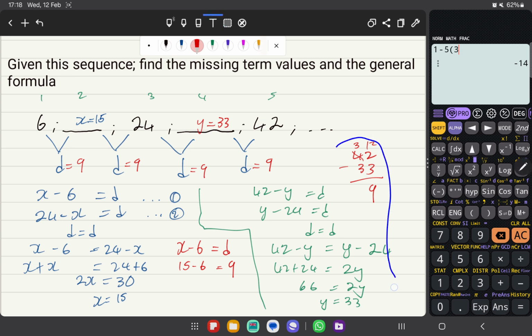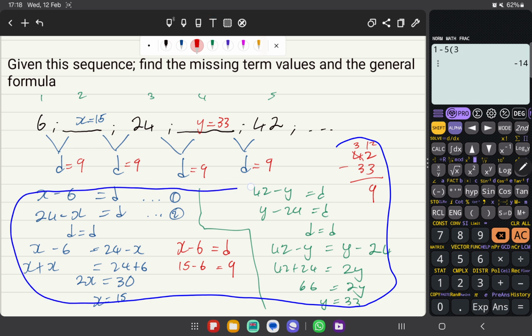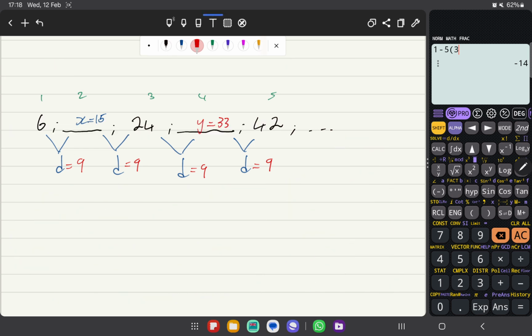Now let me find the general term, which of course will not be a tough thing. So I have Tn equals 9n plus c. Let me just use 6 now. I'm gonna use term number 1. I'll say 9 into 1, plus c, equals 6. Then I have 6 minus 9, so c will be minus 3. Therefore Tn equals 9n minus 3.